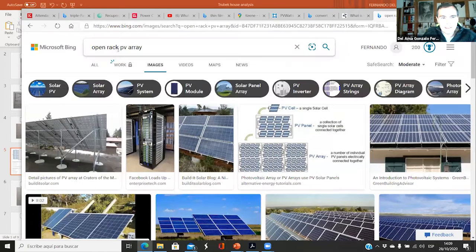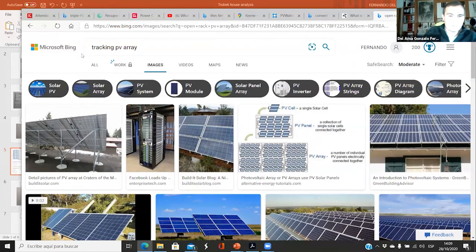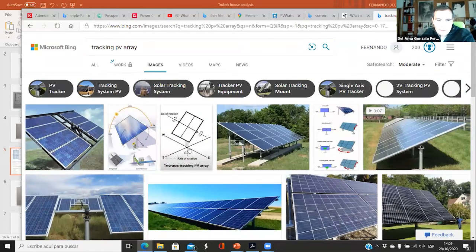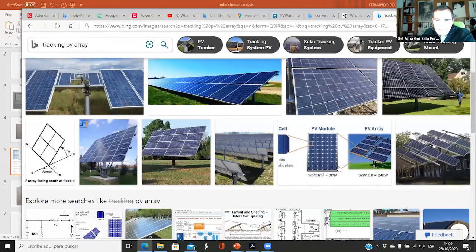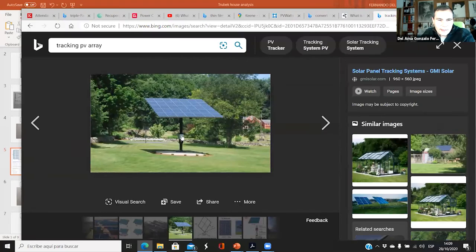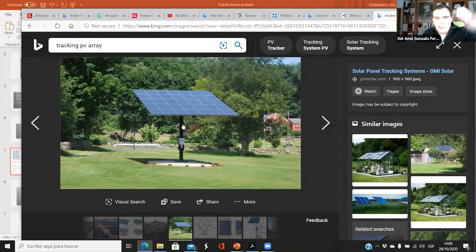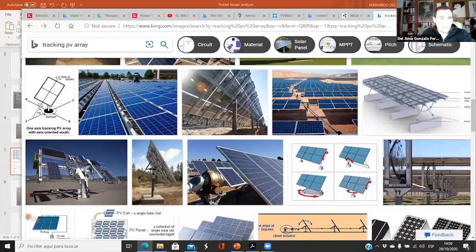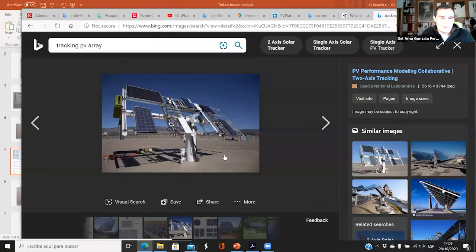And what is a tracking? A tracking PV array is something too complicated. We don't have this in houses. As you see, there's an engine here, so it rotates to make sure that the PV panel is always perpendicular to the sun. It moves the PV array. It's very expensive. Is it worth doing this? I don't know. I don't know any single family house that has this. It's too complicated.